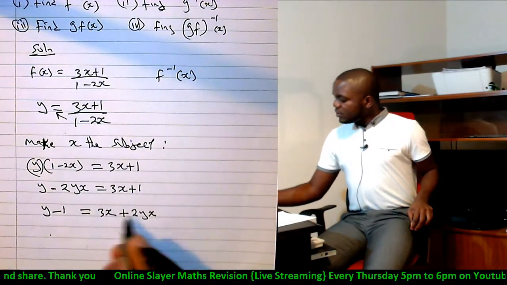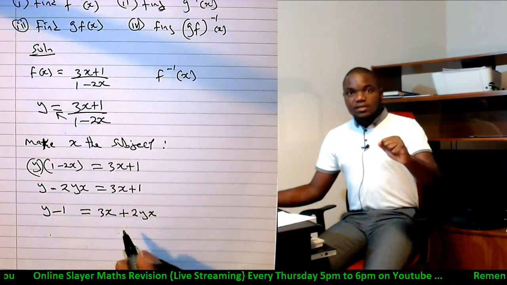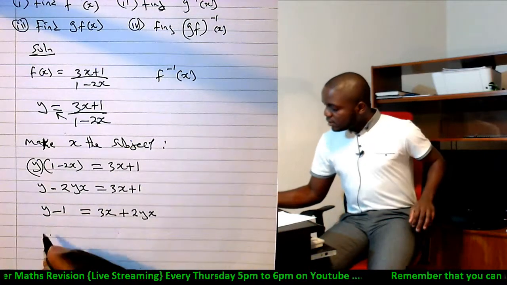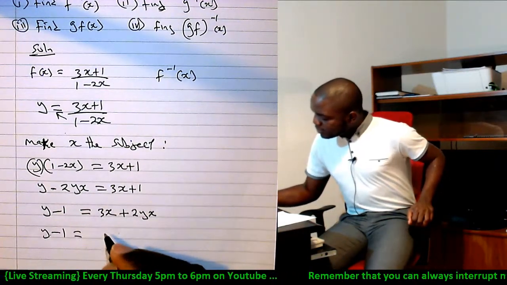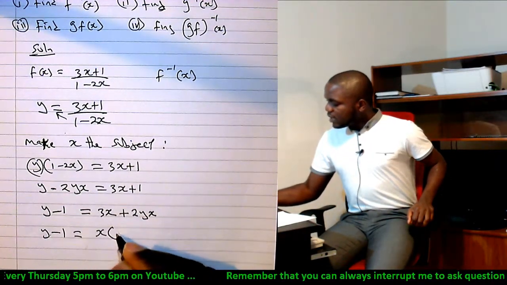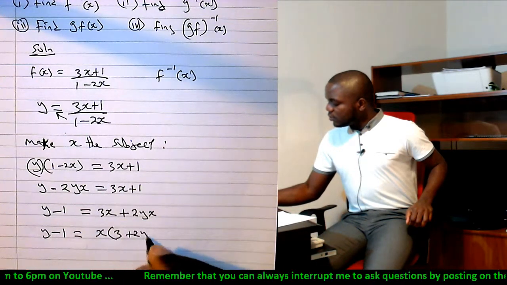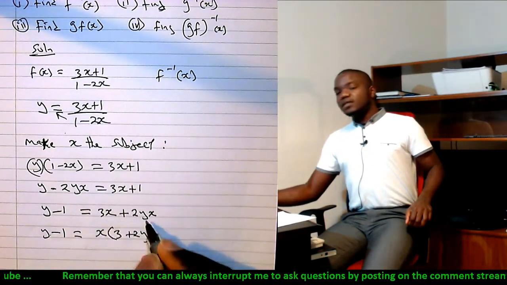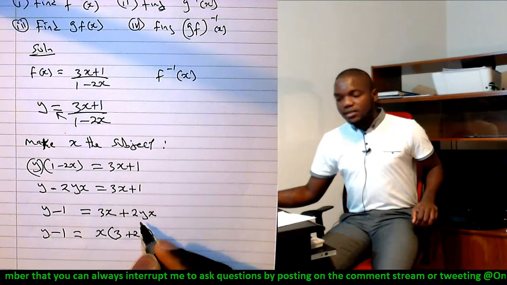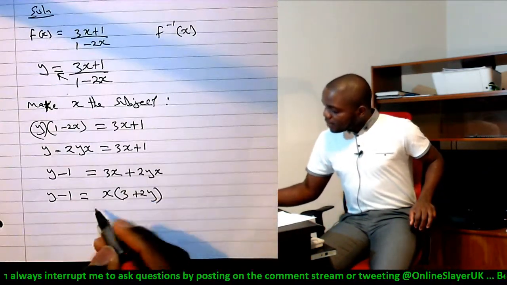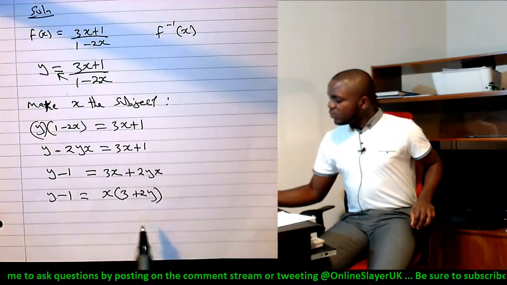Now, x is common to these two terms, and that's very good because that's what we want to extract. So y minus 1 becomes, I can factorize x. So x is out, 3 plus 2y, because when you take x out of these two terms, you're leaving them with their coefficients.